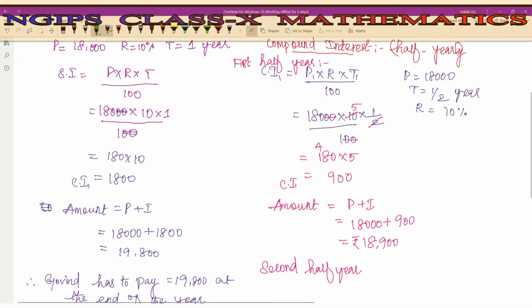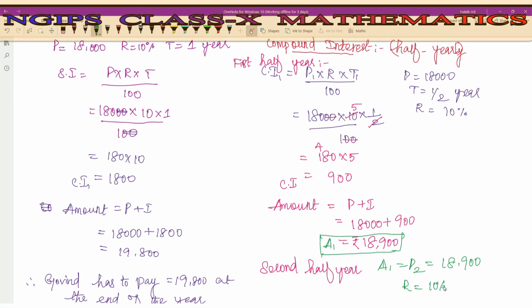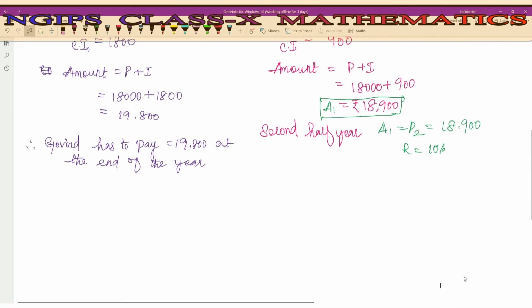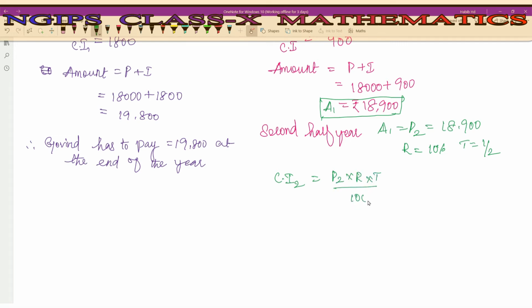So for the second half year, the first half year amount is going to be carried for the second half year principal. So I can write here A1, the second half year principal, is equal to 18,900, the rate is equal to 10%, and the time period is equal to half year. Now if I calculate the compound interest for the second half year, it is equal to P2 into R into time period divided by 100.